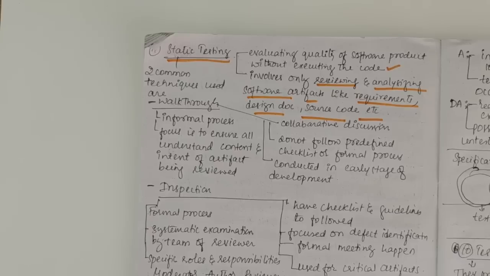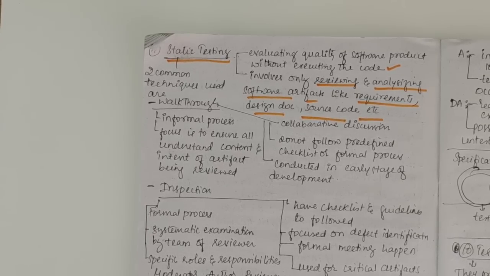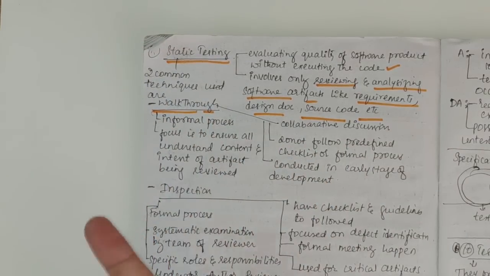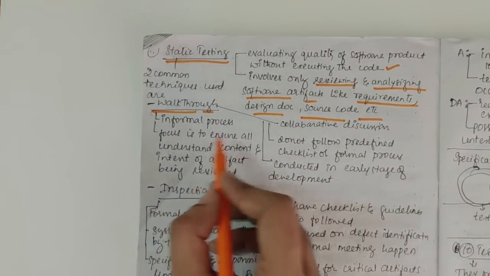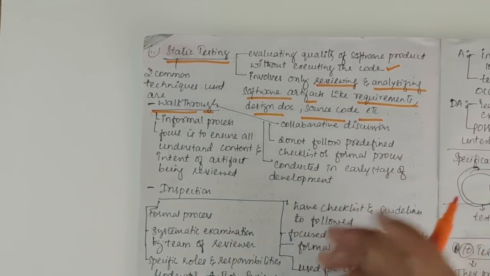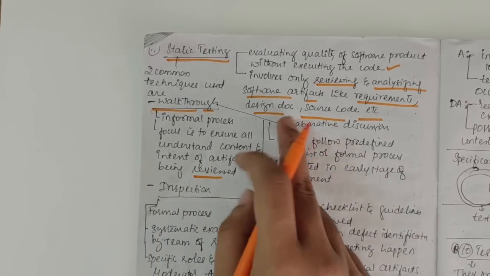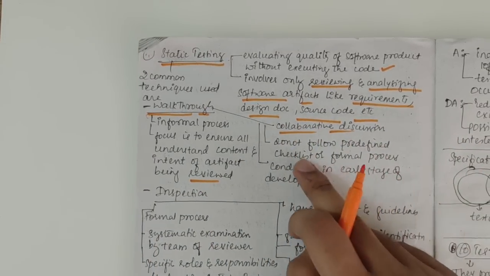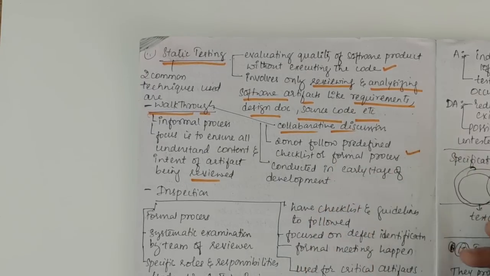In static testing, we have two common techniques. First one is the walkthrough, and along with walkthrough, we have inspection. So looking at walkthrough, it is an informal process. In this, all our focus is to ensure that everyone understands the content and the intent of the artifact being reviewed. So it is a collaborative discussion. It does not follow a predefined checklist or formal process.